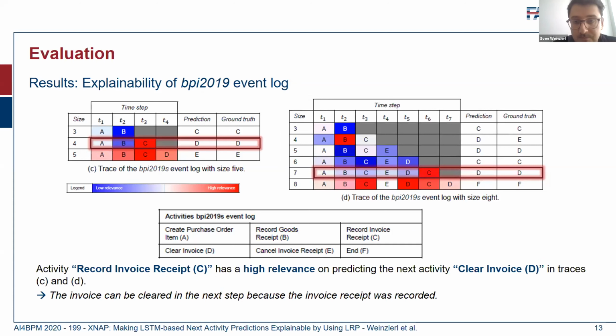For the other log, if we look at the prefix size 4, the activity C has a high relevance on predicting the next activity clear invoice. So someone can state that the invoice can be cleared in the next step because the invoice received was recorded.